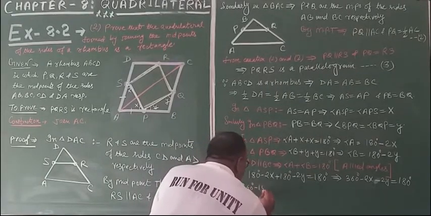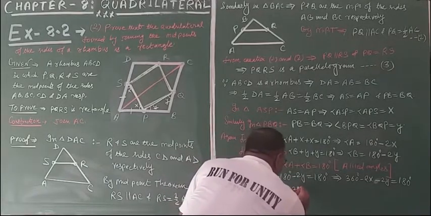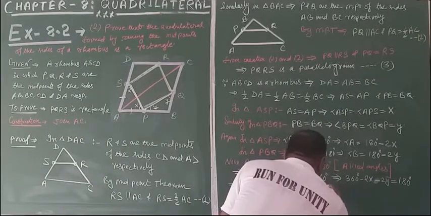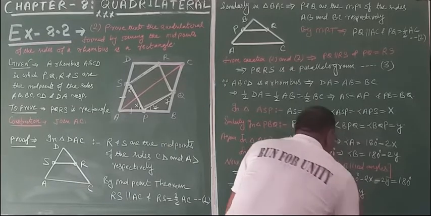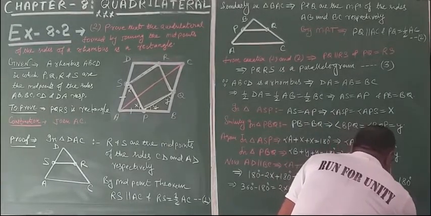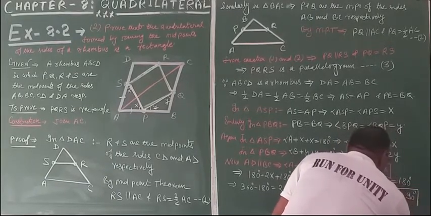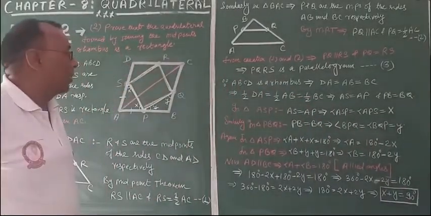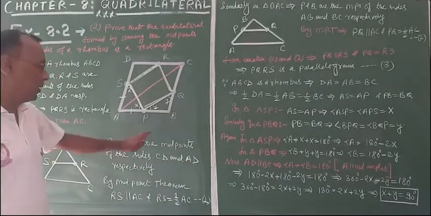360 degree minus 180 degree is equal to 2x plus 2y. Subtract it. 180 degree is equal to 2x plus 2y. Therefore, x plus y is equal to how much? 90 degree. Is it okay? What is the value of x plus y? That is 90 degree.